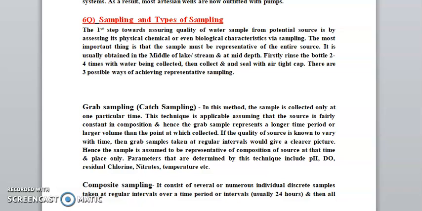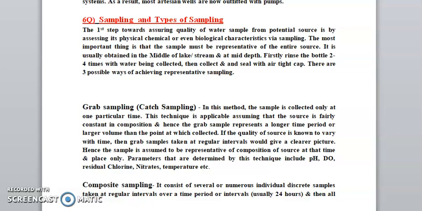First, rinse the bottle four times with the water being collected. Then collect and seal the water airtight. There are three possible ways to obtain the sample. Now, what is sampling?